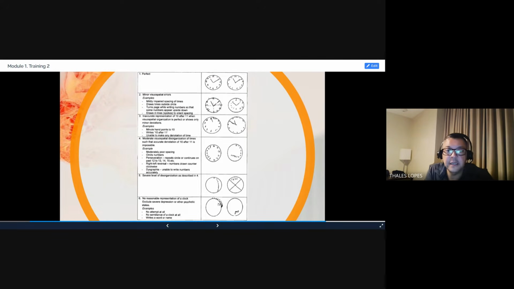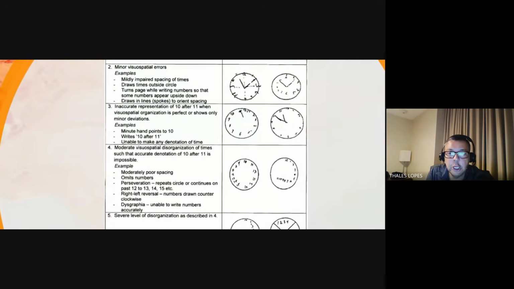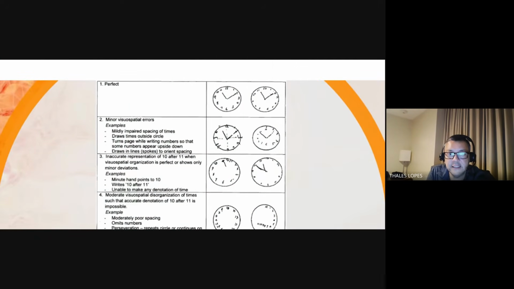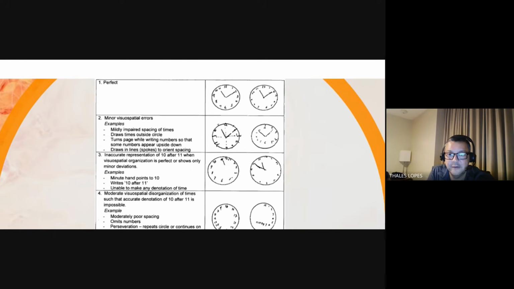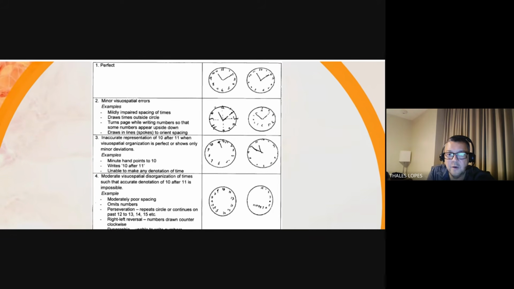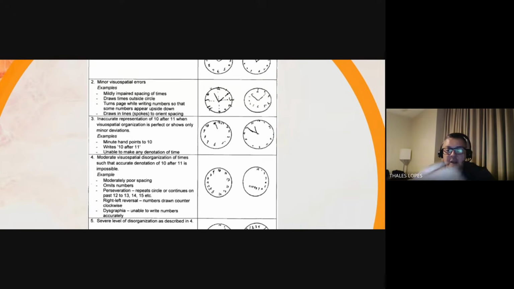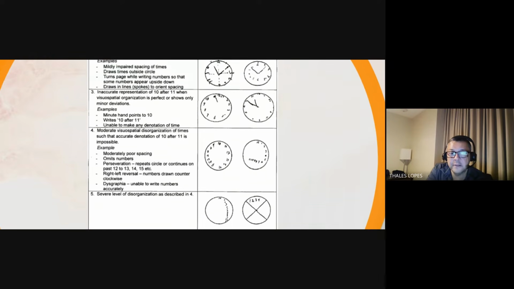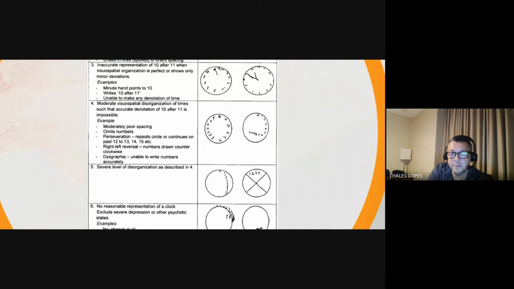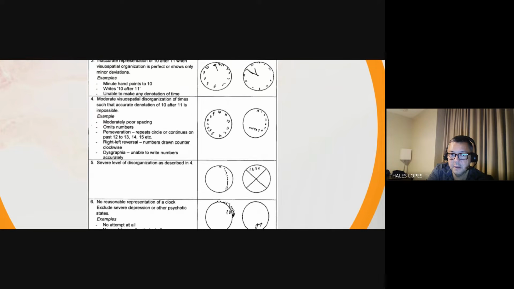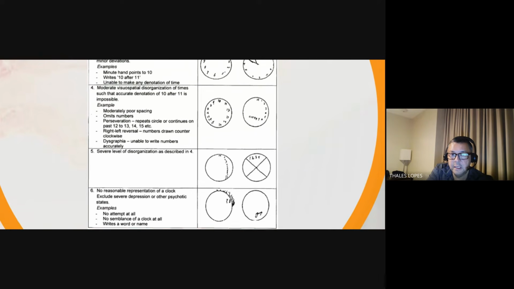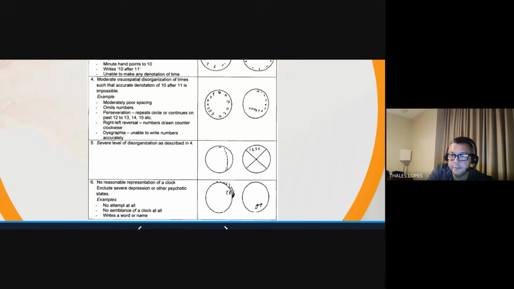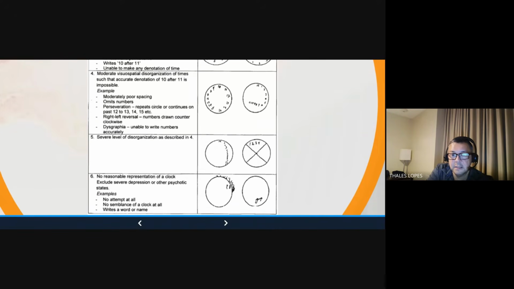This is a little bit of what a wrong clock drawing would look like. Sometimes it's slight, and sometimes more severe. If you look at the more severe ones, there is visual-spatial disorganization, where the numbers are not in the right place.